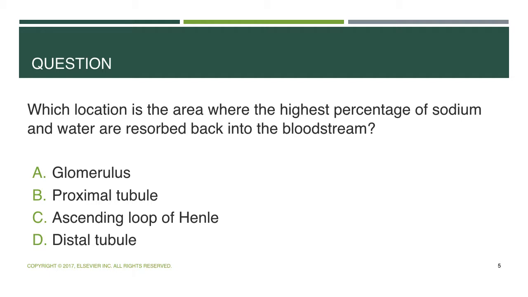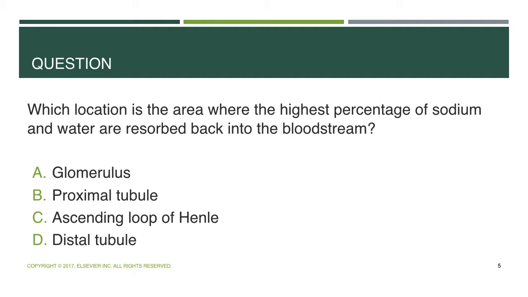Well, all you have to do is look back at your previous notes and you'll see that the proximal convoluted or twisted tubule, or more simply the proximal tubule, anatomically follows the glomerulus and returns 60 to 70% of the sodium and water from the filtered fluid back into the bloodstream.